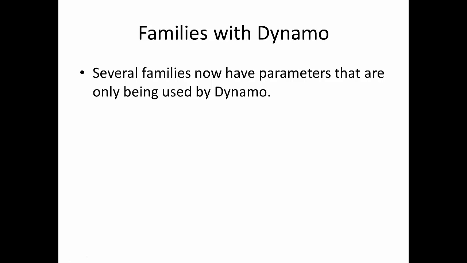Just to kill some time, I was going to talk about how several of our families now incorporate parameters that are specifically for Dynamo. They're not used for anything else. They're not used to drive geometry. They're not used to create a part number or anything like that, right? It's just a parameter inside of Revit that is being used by Dynamo only, right?